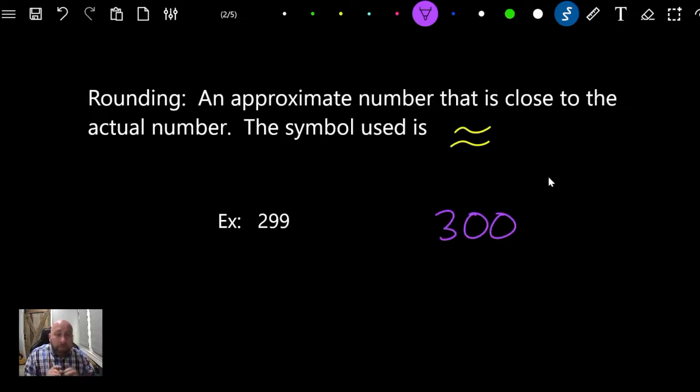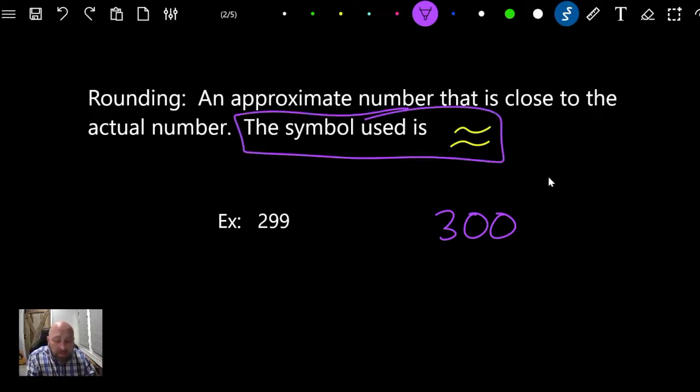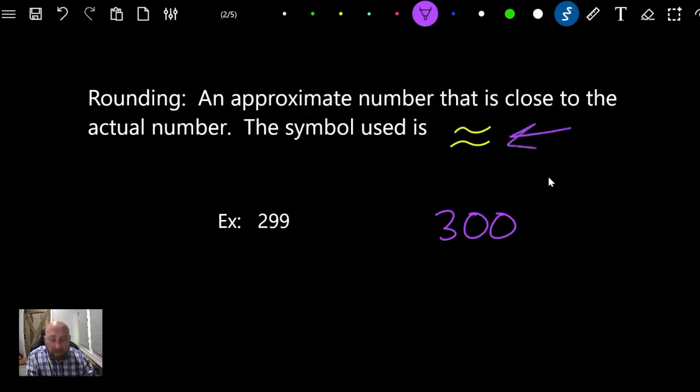300. Now, 299 is not equal to 300, right? It does not equal 300. 299 is approximate to 300. So we use this symbol right here. I always say that this right here looks like bacon, right? Do you like bacon? Maybe you do, maybe you don't. I personally love bacon, okay? So I'm going to call that bacon.